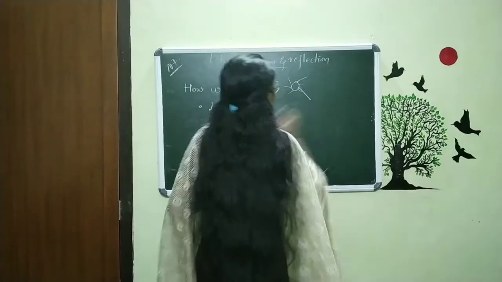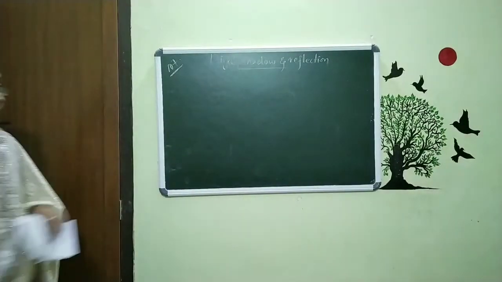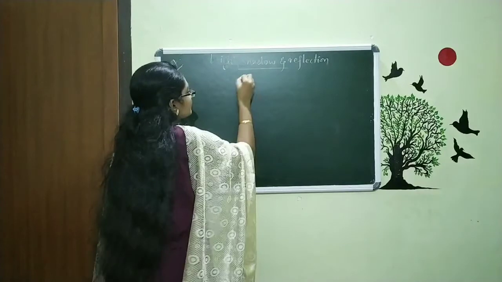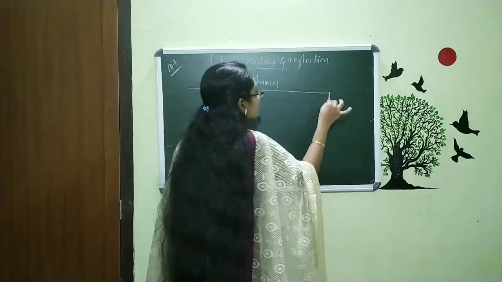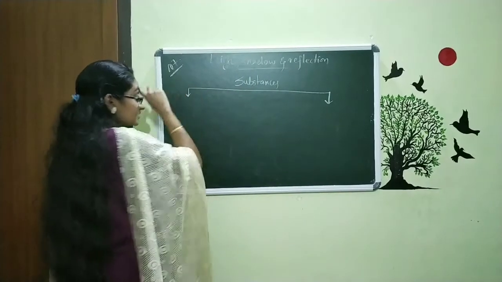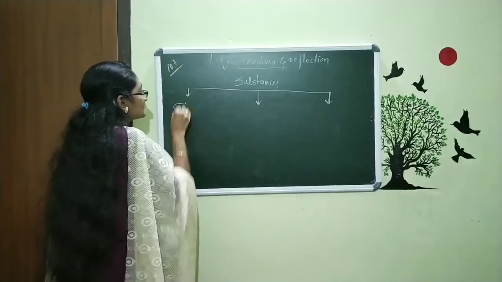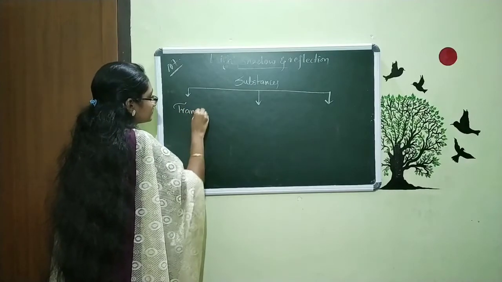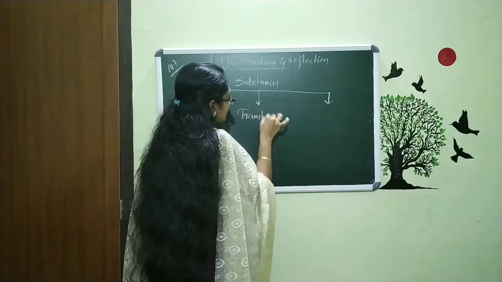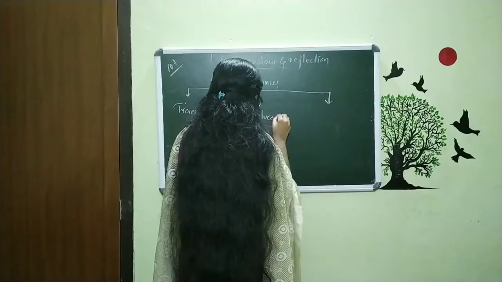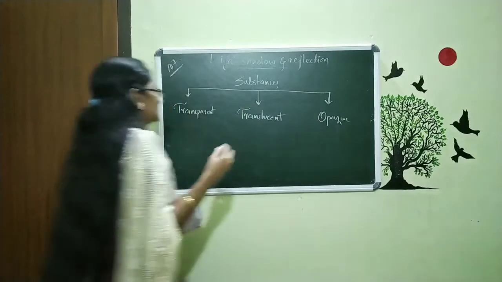Now, we are moving to the next topic. This actually we studied in our last chapter. In the previous chapter, we classified the substances into three, the sorting of materials. In that chapter, we discussed this. The substances are classified into three: transparent material, translucent material, and opaque material of substances.